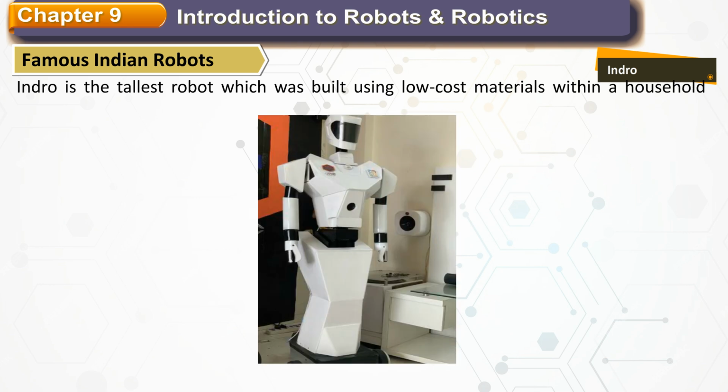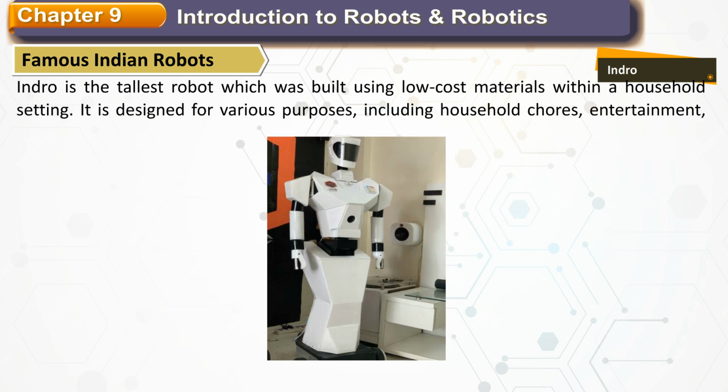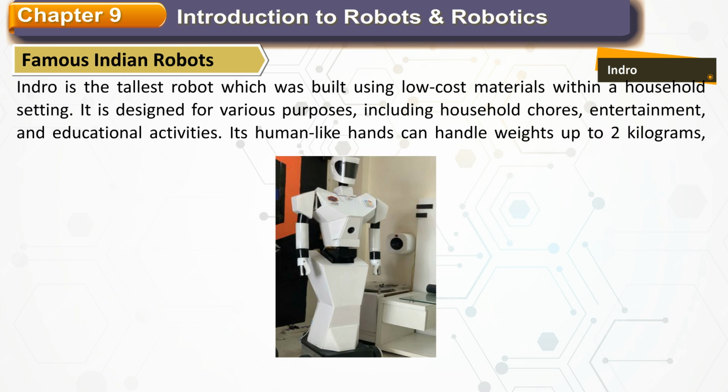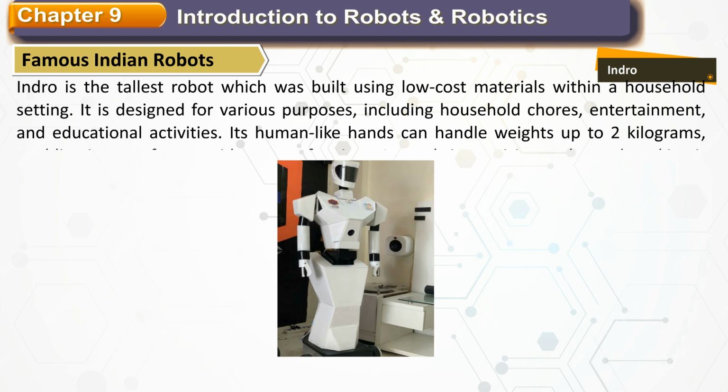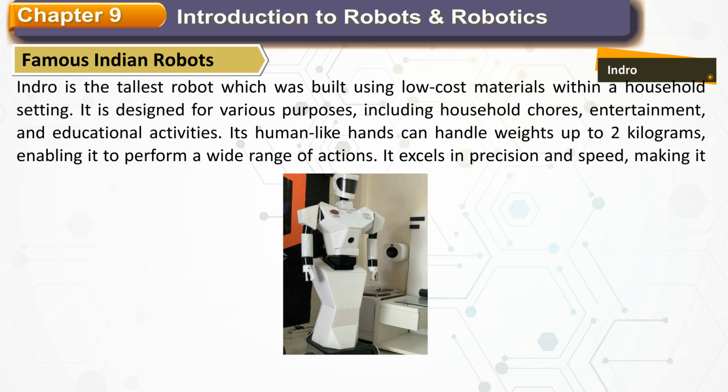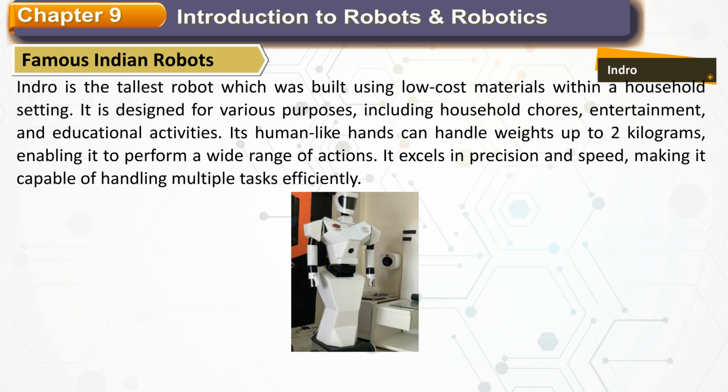Indro. Indro is the tallest robot which was built using low-cost materials within a household setting. It is designed for various purposes, including household chores, entertainment, and educational activities. Its human-like hands can handle weights up to 2 kilograms, enabling it to perform a wide range of actions. It excels in precision and speed, making it capable of handling multiple tasks efficiently.